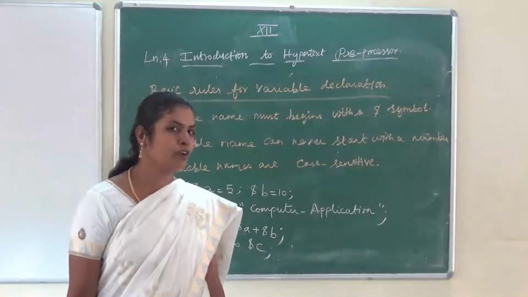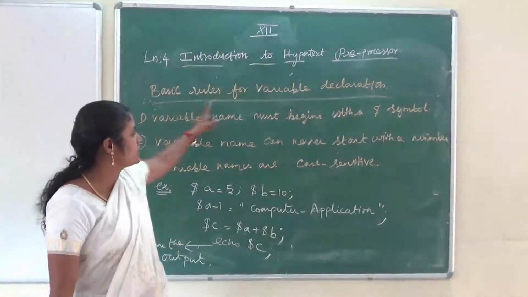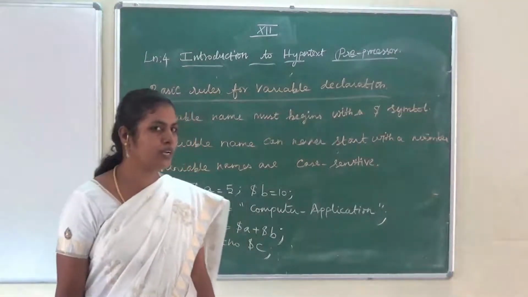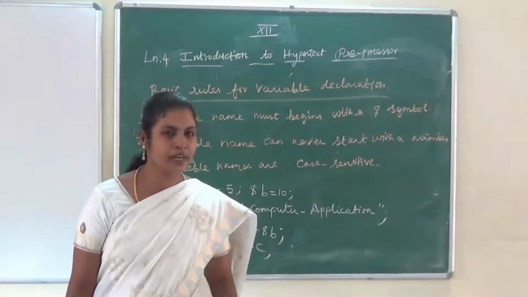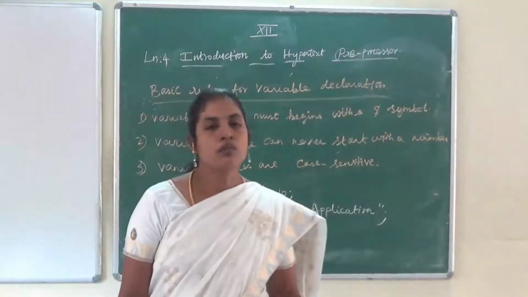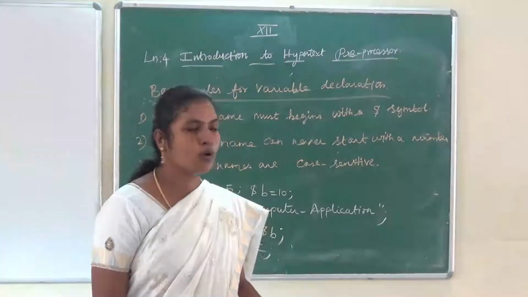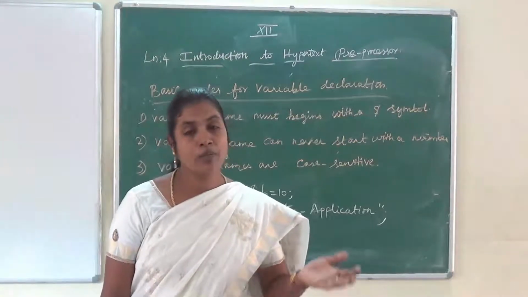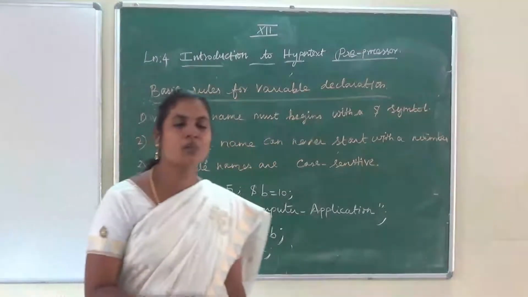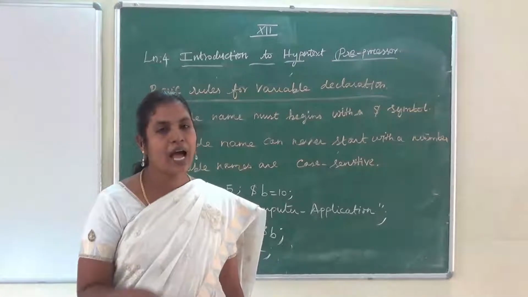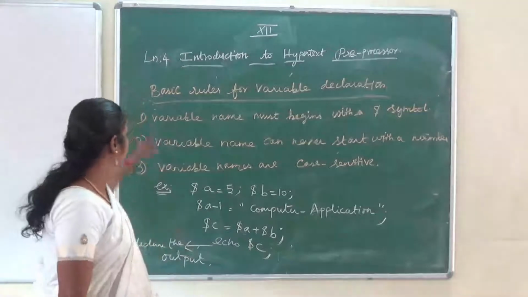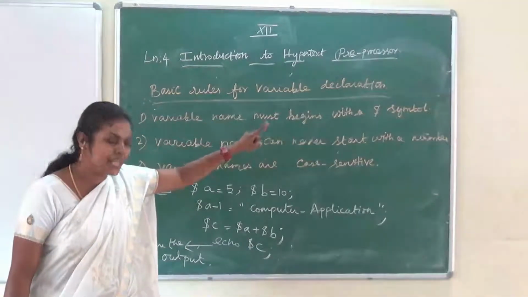Okay, now we are going to study the next topic, basic rules for variable declaration. Whatever we write, whatever we declare, we have some rules and regulations. Even daily, if we want to come to school, we have some rules and regulations. If we want to go outside, the parents insist on some rules and regulations. Like that, when we declare a variable inside a program, we have certain rules and regulations. That is what we are going to study now. See, basic rules for variable declaration.